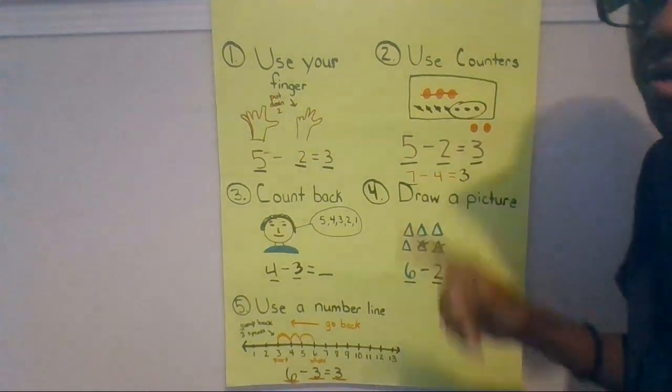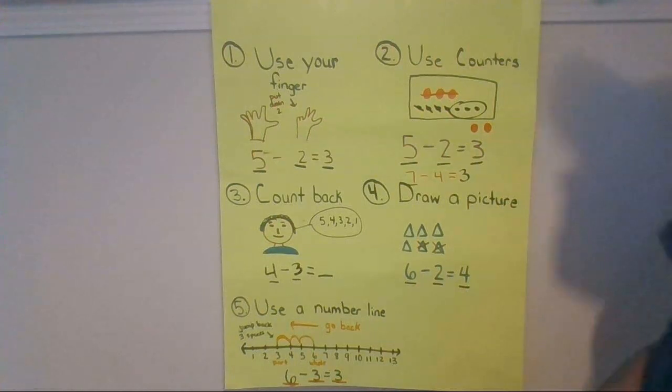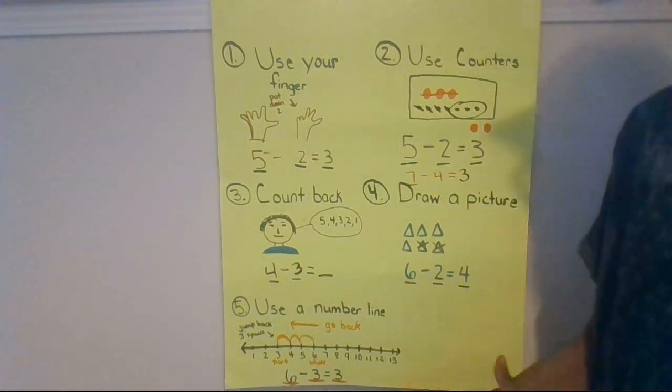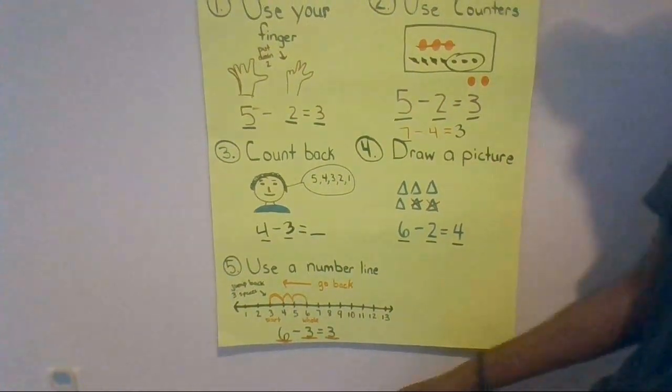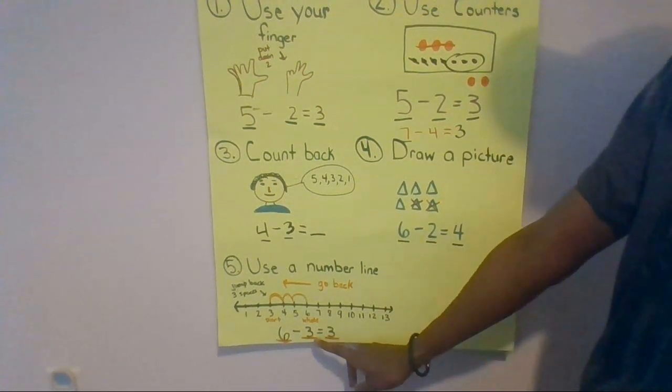Now the last strategy we're going to talk about today is the number line. Back to that good old number line again. The number line can be used for addition and subtraction. It's just that you've got to know which way on the number line you need to go. All right, so let's look at this number line closely. I have 6 take away 3 equals what?